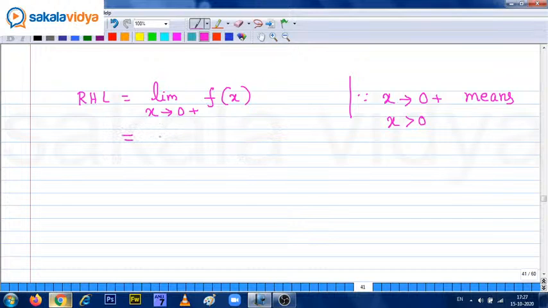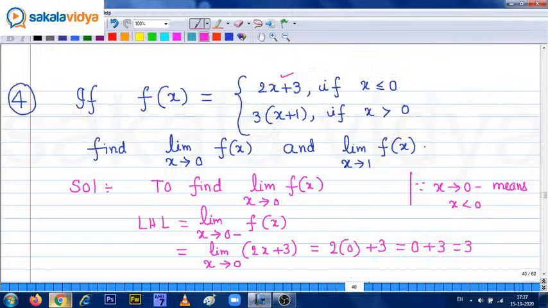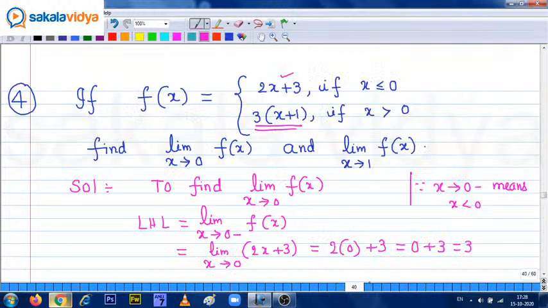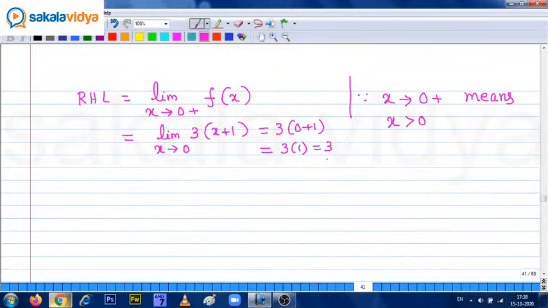So when x tends to 0, the function is 3 times (x plus 1). Substitute the limit: we get 3 times (0 plus 1), which is 3 into 1, 3. So that means the left hand limit is 3, and the right hand limit is also 3.